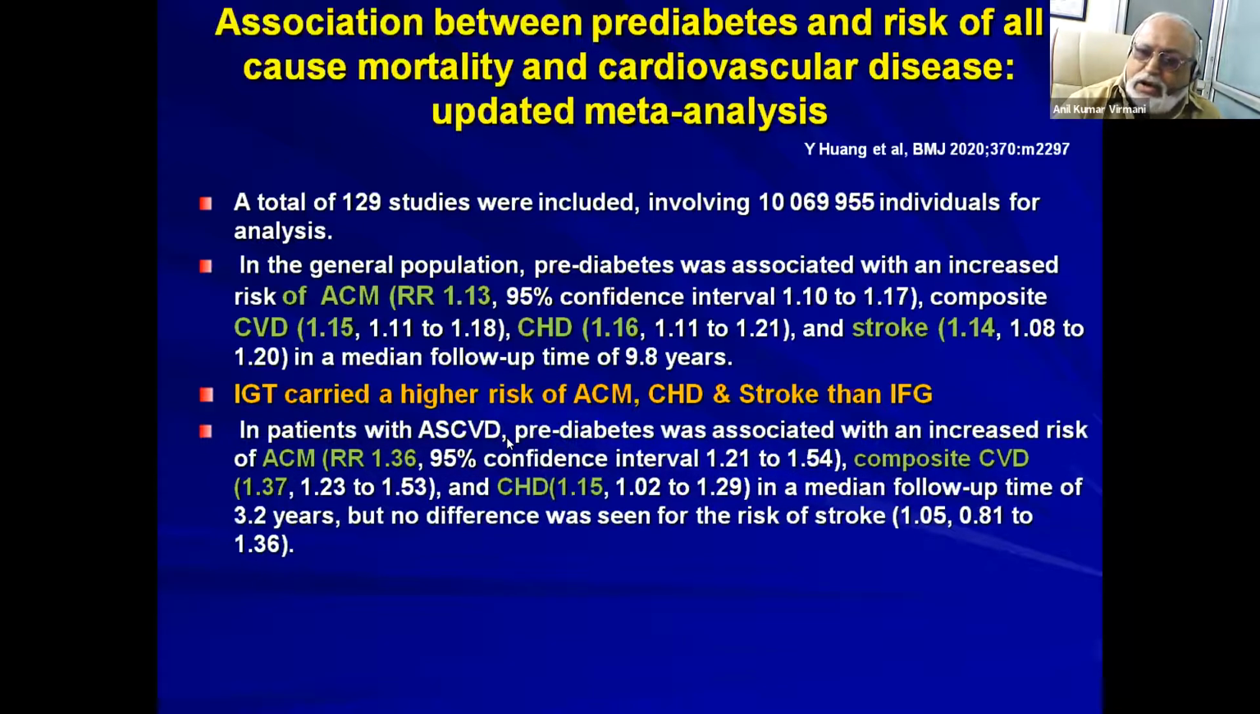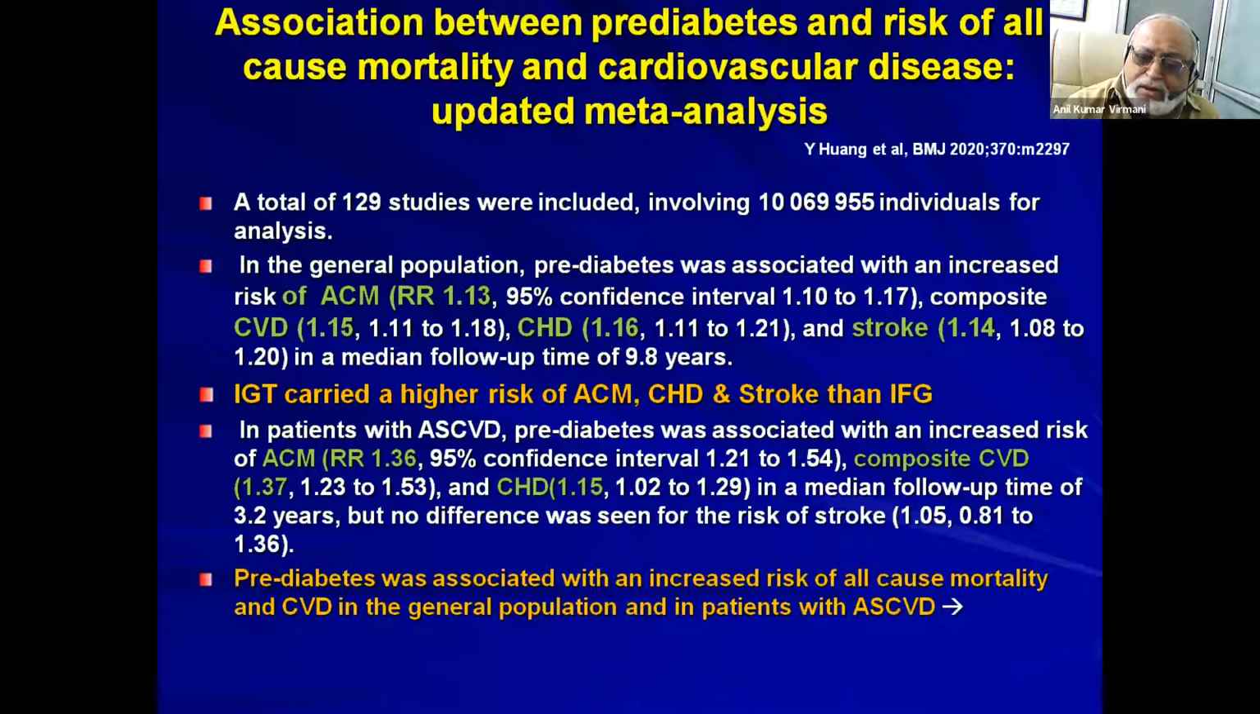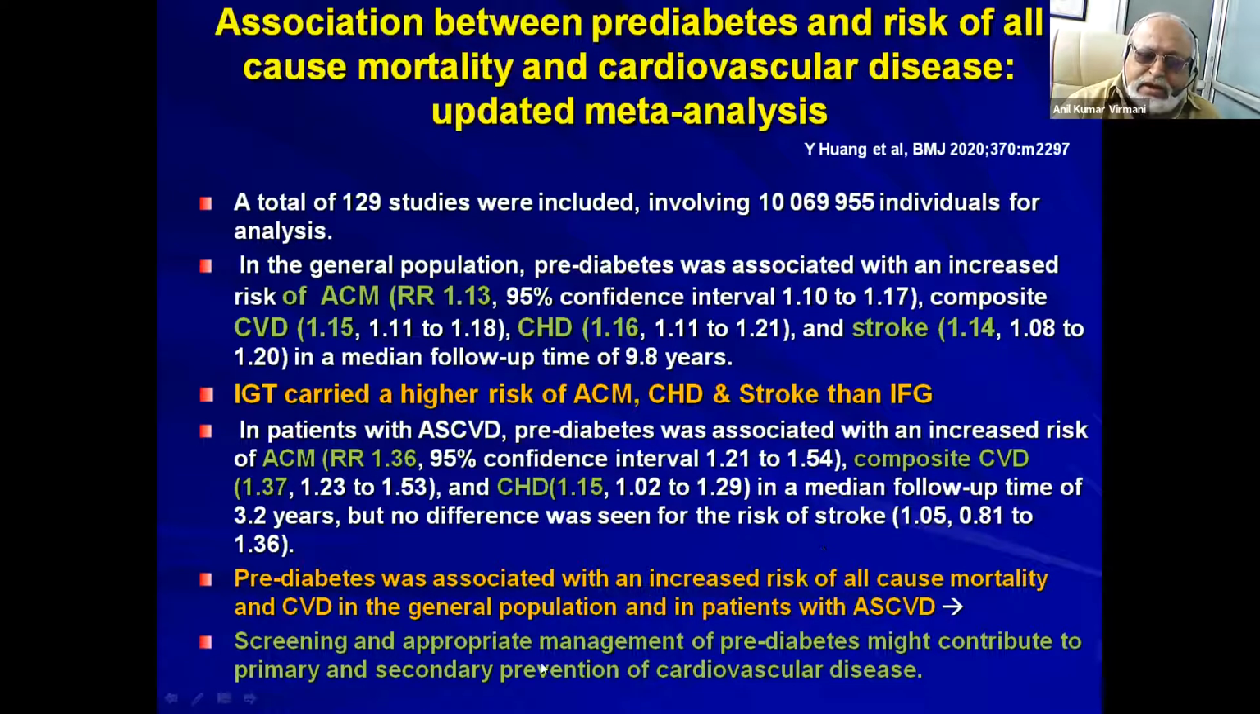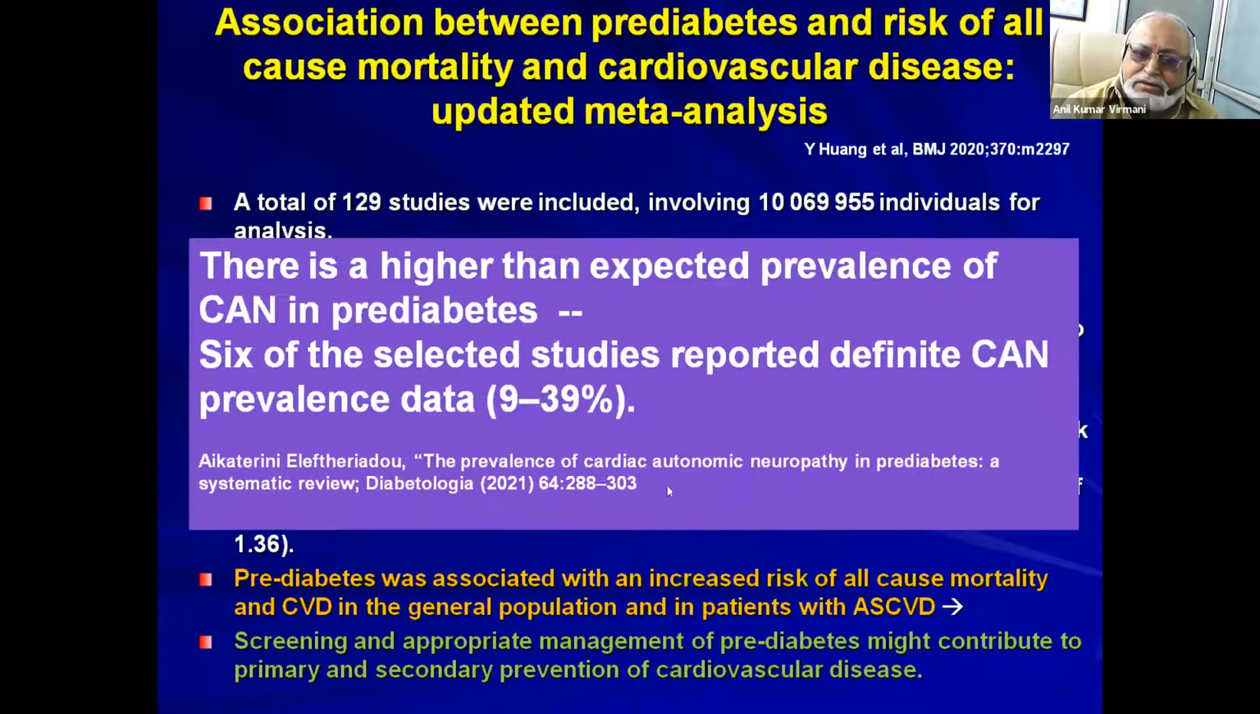And in patients who already had atherosclerotic cardiovascular disease, the ratios were almost doubled as far as cardiovascular disease and all-cause mortality were concerned. So prediabetes is associated with an increased risk of all-cause mortality and cardiovascular disease in the general population and in patients with known atherosclerotic cardiovascular disease. So what is the importance? The importance is that we must screen and appropriately manage prediabetes. And if we do that, that will contribute significantly to primary and secondary prevention of cardiovascular disease.